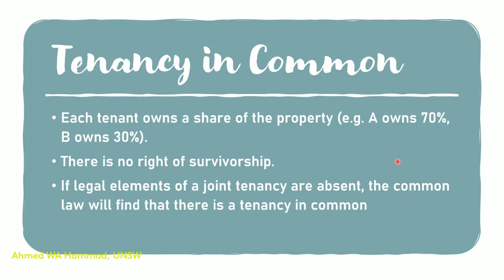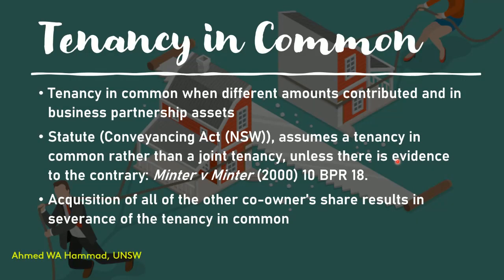If the legal elements of a joint tenancy are absent, then automatically the common law will find that there is a tenancy in common. So you have a particular type of ownership and you're assuming it's a joint tenancy. You look at the legal elements that we went through. If these legal elements are absent, then the type of ownership is classified as a tenancy in common rather than a joint tenancy. Now, when would the tenancy in common arise? It's most likely to happen when you have owners contributing different amounts or when you've got a business partnership involved.